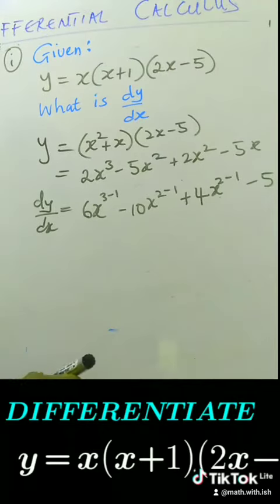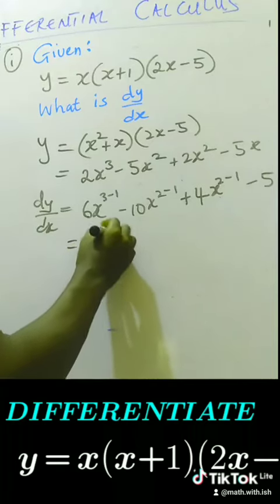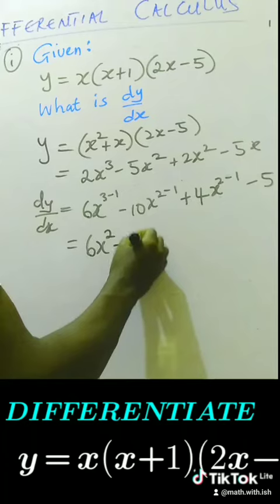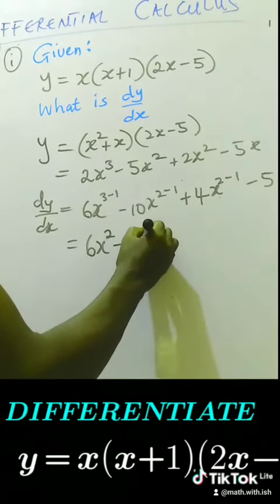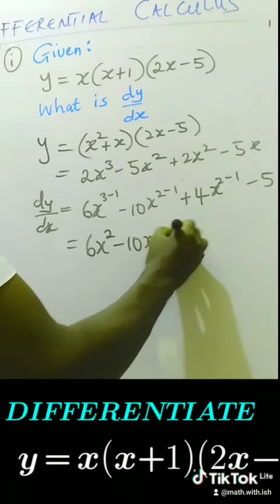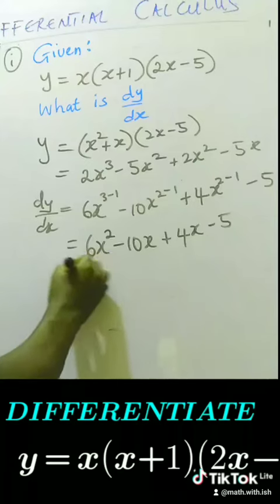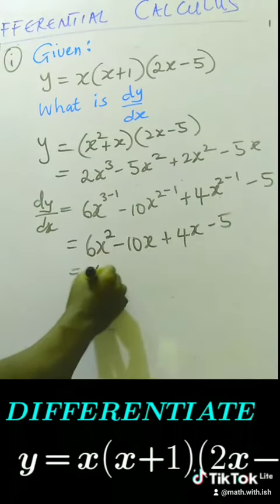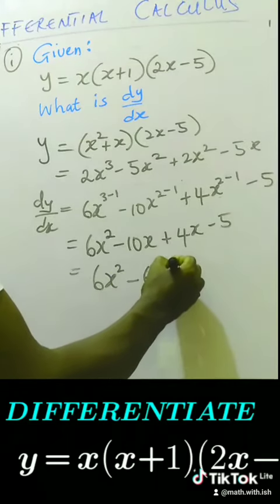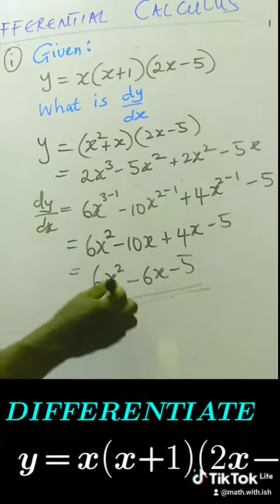Okay, so we already know that. Now let's go. So I'm going to have 6x squared minus 10, this will give us 10x, and then this will give us 4x, then minus 5. Now these two are like terms, so I'm going to have 6x squared minus 6x minus 5. So this is my solution to this problem.